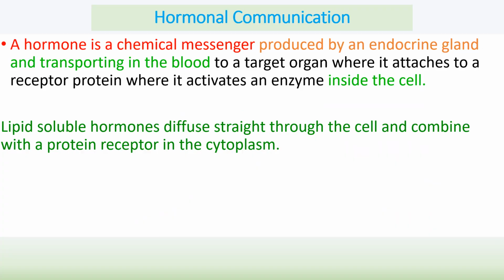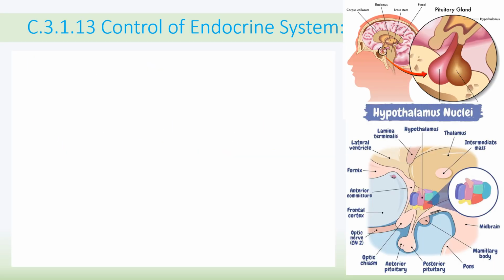So how would you define a hormone? I'd define it as a chemical messenger produced by an endocrine gland and transported in the blood to a target organ where it attaches to a receptor cell and activates an enzyme in the cell. Now, most of the examples we're going to talk about are protein hormones, which have to attach to that receptor on the outside of the cell, but lipid-soluble hormones can diffuse straight through the cell and can bind with a protein receptor inside the cytoplasm. We'll look at these later on.